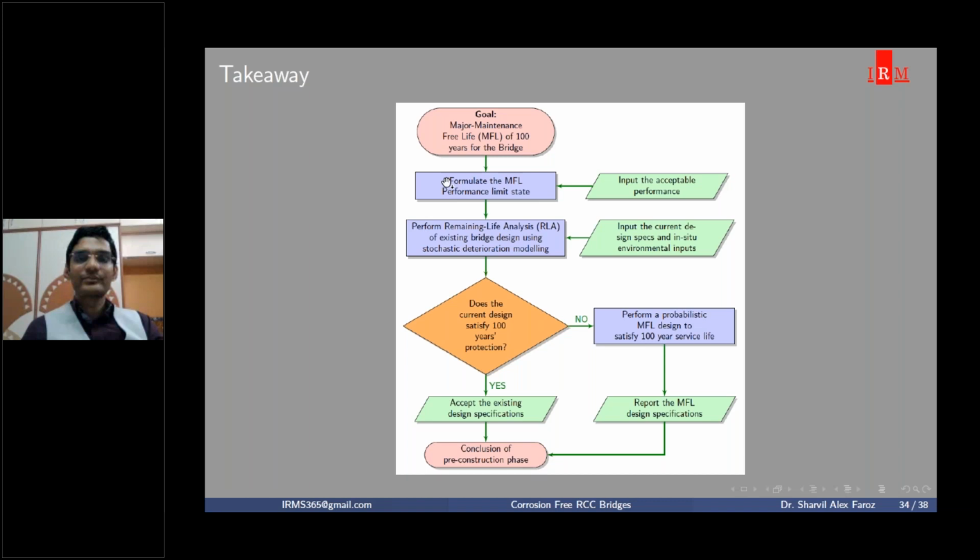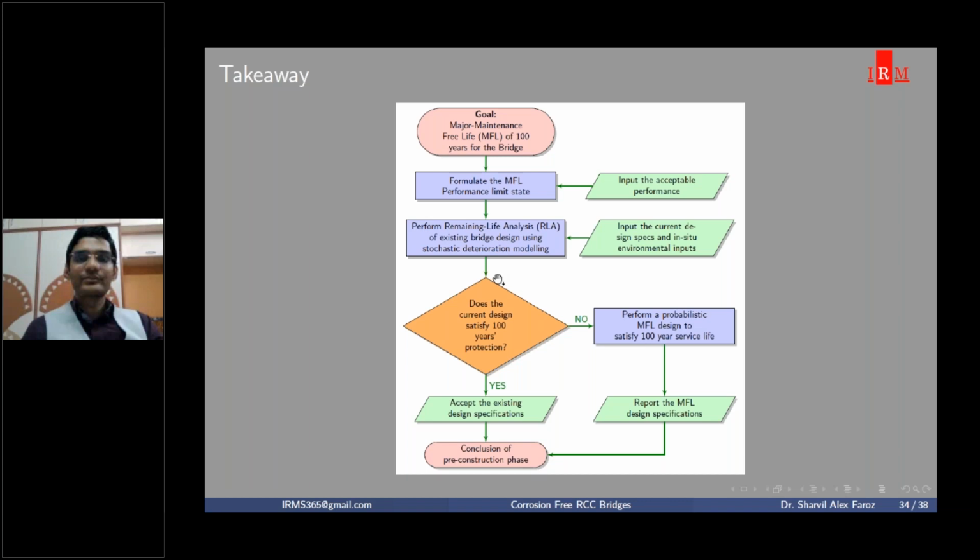I have given it in a flowchart format so that it becomes very communicative to you, and it is very easily represented in this format. Let us start with the goal. The goal is that we want a major-maintenance-free life of 100 or more years, which also means it should be repair free for 100 years as per the code. Then we create the performance limit state which I have shown you, and for the acceptable inputs, whatever site specific inputs there are for that particular project, you input those. Then, for the existing design which the client already has, do a remaining life analysis of that existing bridge design.